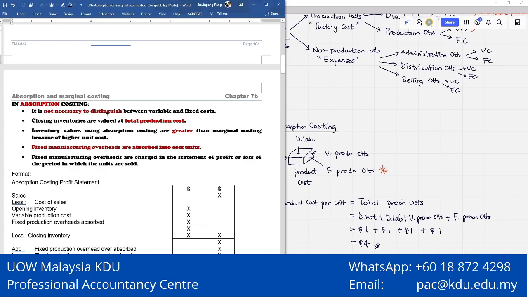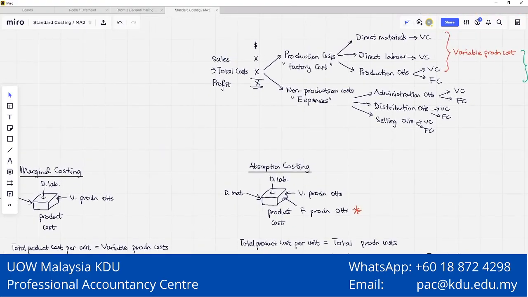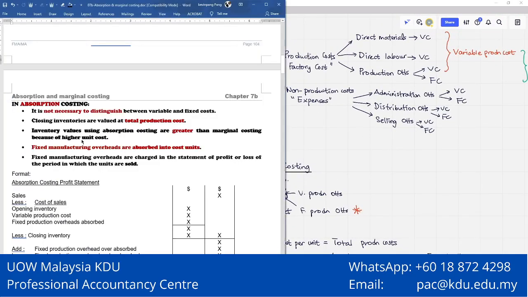Absorption costing, not necessary to distinguish between the variable and fixed. As long as they are the same function, you can put them together. Closing inventory must be valued at total production cost. Inventory value using absorption costing is greater than marginal costing because of higher cost per unit. Fixed manufacturing overhead, fixed production overhead are absorbed into the cost unit. Cost unit here means the product itself. Cost unit is not your cost per unit. Cost unit here refers to the product itself.